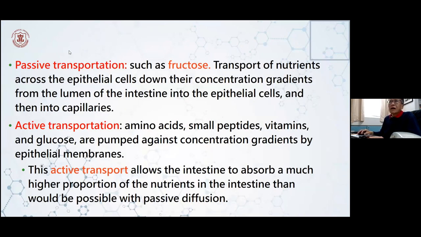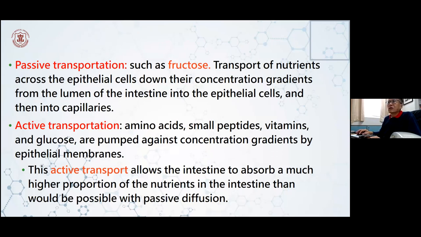So how does the material move into the capillary, and into the lacteal system? There are different ways, including passive transportation. Passive transportation depends on the concentration. Through the concentration gradient, the material can move from the higher concentration to the lower concentration parts, so-called passive transportation, such as fructose.